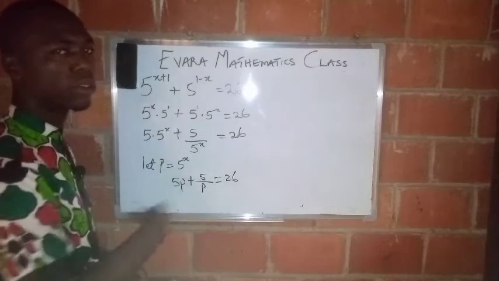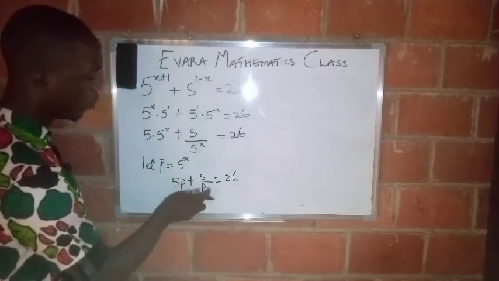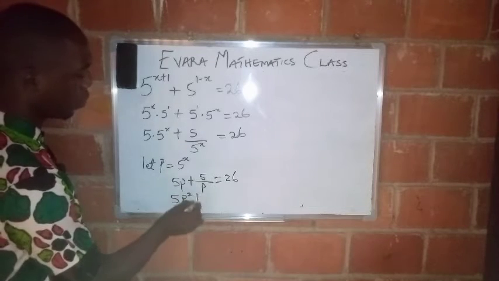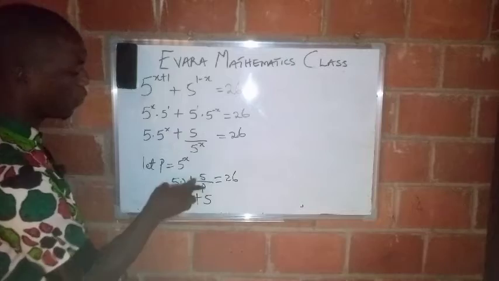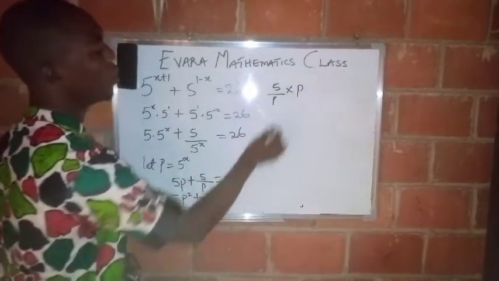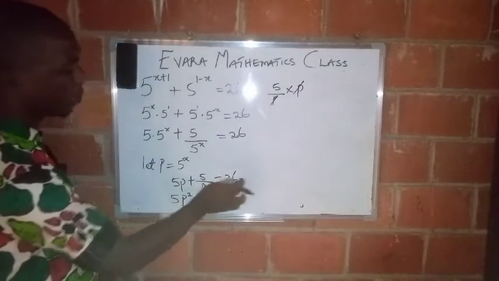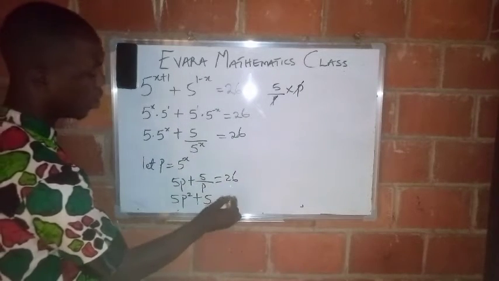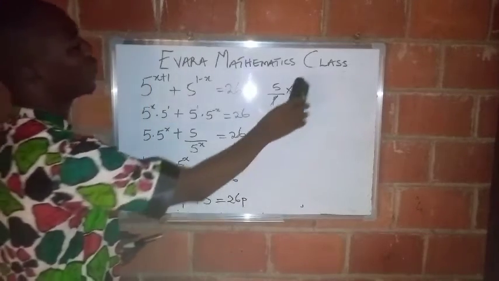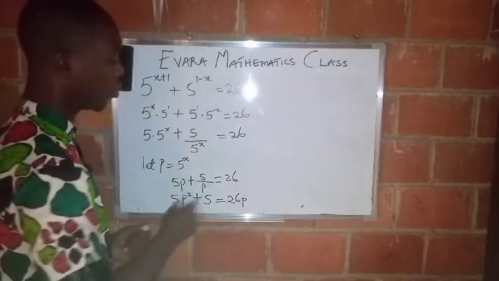So if you multiply both sides by the LCM, which is p: 5p multiplied by p, that's 5p squared, plus, you multiply 5 over p by the LCM, which is p. P is going to cancel this p, we'll be left with 5. And if you multiply 26 by the LCM p, it will give us 26p.